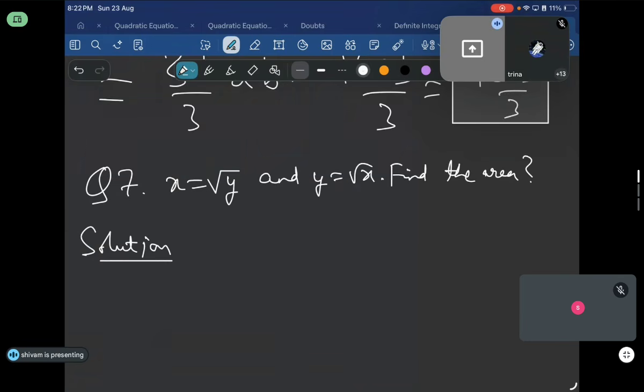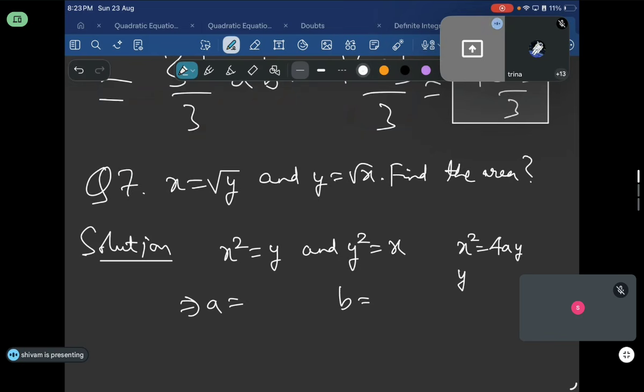Okay. X equal to root over y and y equal to root over x. So everyone, it's done. If you are done, x square is equal to y and y square equal to x. Hello Trina, are you there? Compare the parabolas and tell me what is the value of a and the value of b. X square is equal to 4ay and y square is equal to 4ax. These are standard parabolas. Tell me what are the values of a and b?